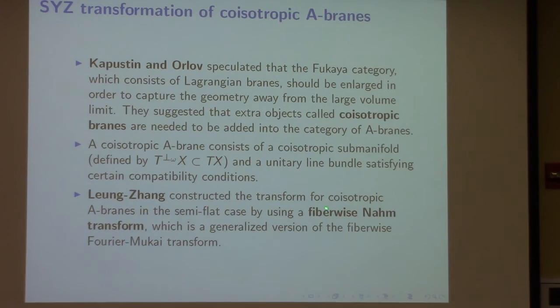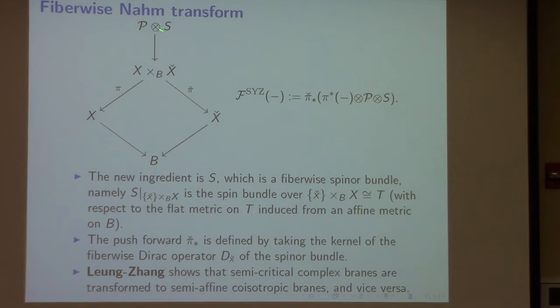a semi-flat case by using the fiberwise Fourier-Mukai transform, which is a generalized version of the Fourier-Mukai transform. Basically, you do the same thing, except instead of the Poincaré line bundle that we discussed before, you tensor with the spin bundle and try to apply the Dirac operator. So the push forward is now defined by taking the kernel of the fiberwise Dirac operator on the spin bundle. They show that the semi-critical complex planes are transformed to semi-alpha co-isotropic planes and vice versa. So this needs to be explored much more, but it's an interesting starting point.